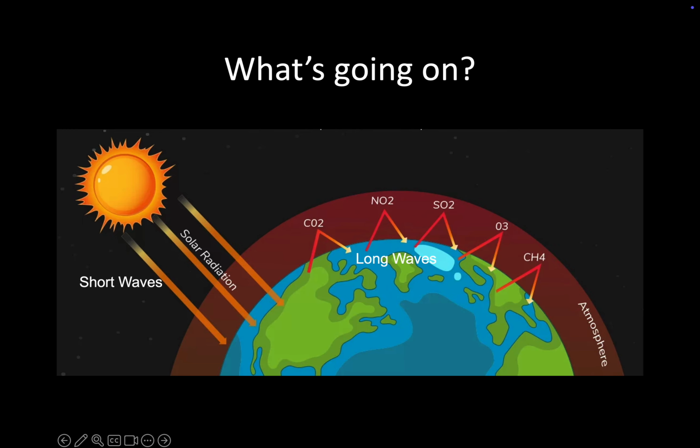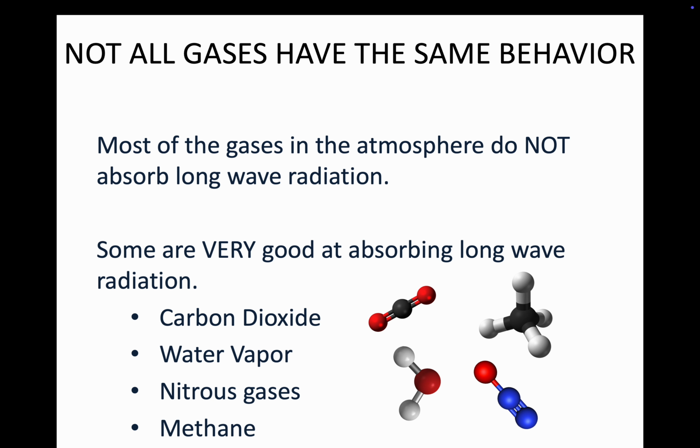And that's a problem, because carbon dioxide, nitrous oxide, chlorofluorocarbons, all of the greenhouse gases will reflect long waves. Most gases in the atmosphere do not absorb long wave radiation. But carbon dioxide, water vapor, nitrous gases, methane, they like to absorb them and keep them around, okay? And that's really where the problem is, because as those long waves are emitted from the Earth, all our greenhouse gases collect them and store them and absorb them.